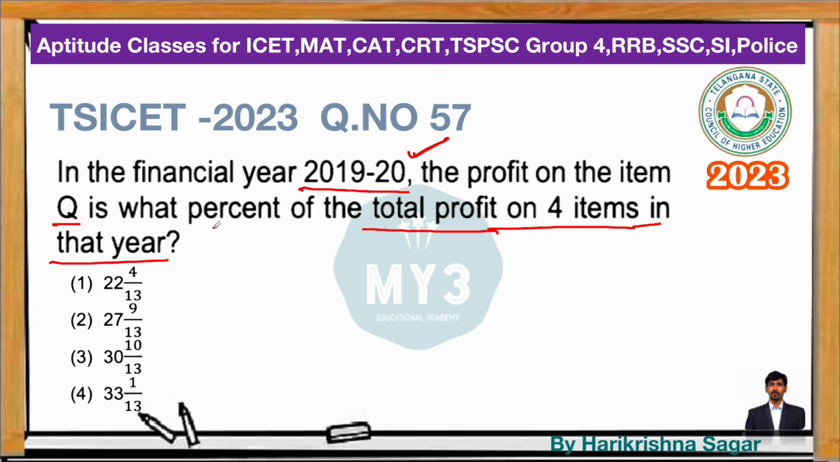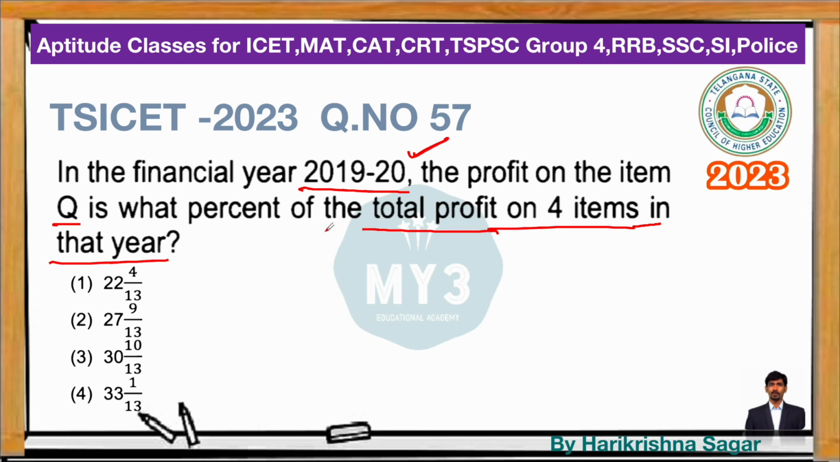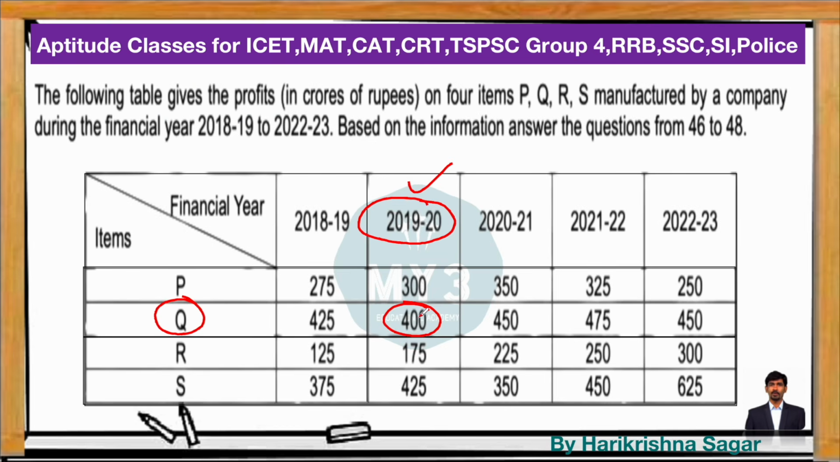And what is he saying? He is saying that in the financial year 1920, the profit on the item Q is 400, that we are able to see. The profit on item Q is what percentage of the total profit on the 4 items in that year? In that year, for the 4 items, what are the profits given? Company P, 300 is the profit, company Q, 400 is the profit, company R, 175 is the profit, company S, 425 is the profit. So profit on Q relative to all 4 companies, that is what they are asking.